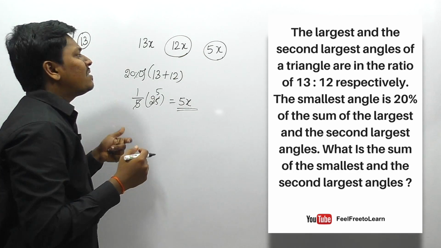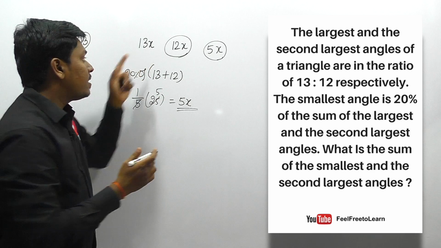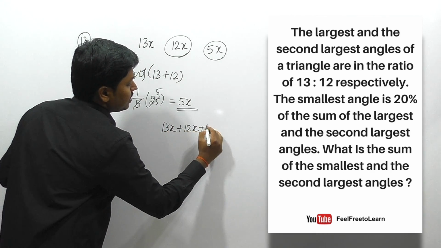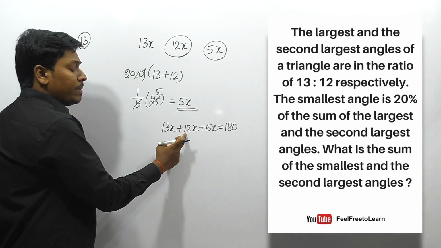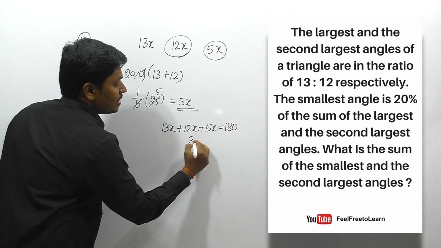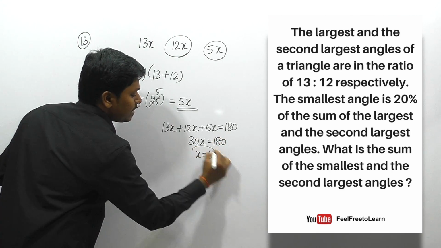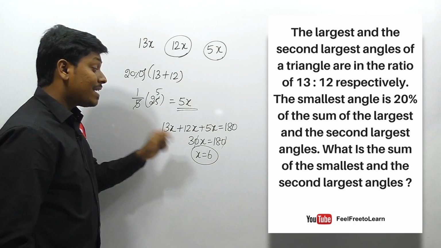Then we need to find the value of x, right? We already know that the sum of the 3 angles is equal to 180 degrees. So 13x plus 12x plus 5x, the 3 angles, is equal to 180 degrees. 13 plus 12 will be 25, and 25 plus 5 will be 30. So 30x is equal to 180 degrees. So the value of x will be 6, right? When we cancel 0 and 0, 6 3s are 18. So finally we got x is equal to 6.